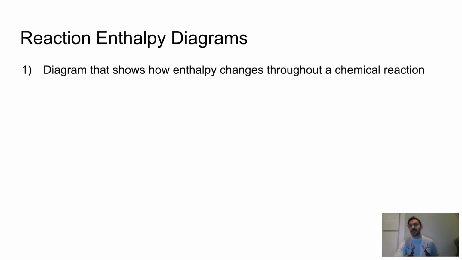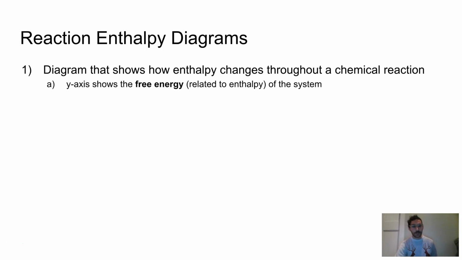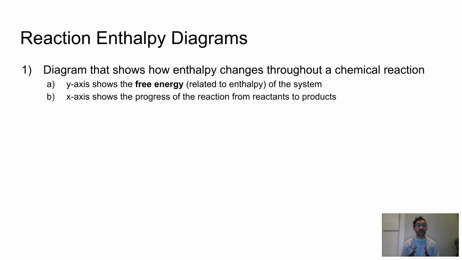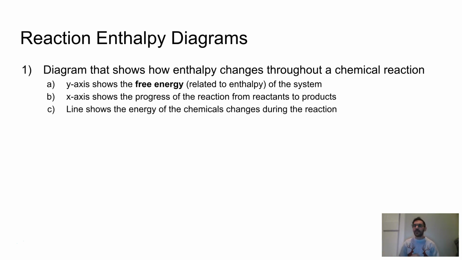So this is a diagram that shows how enthalpy changes throughout a chemical reaction. The y-axis shows the free energy, which is related to the enthalpy of the system. I don't want to get into how they're different in this video. And the x-axis is going to show the progress of the reaction from reactants to products. Let's take a look at an example just for one second.